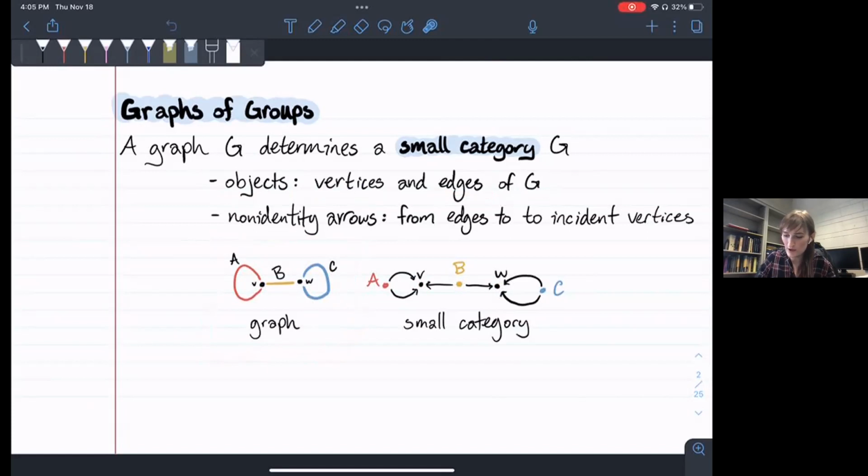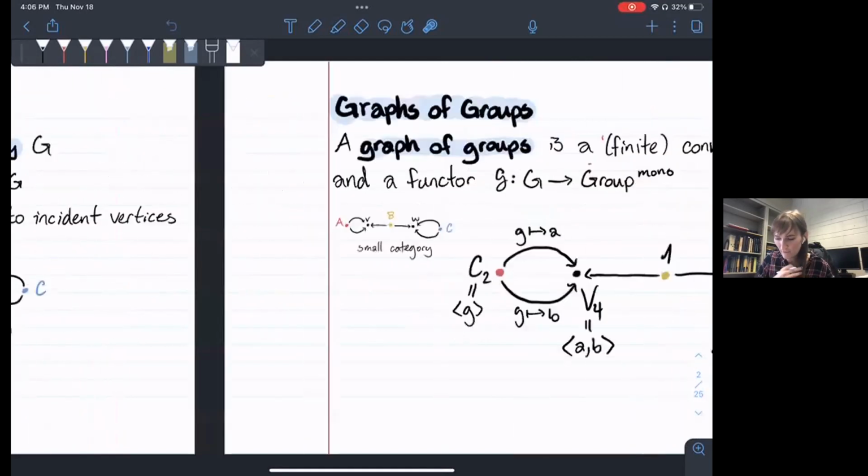The non-identity arrows of my category go from the edges to the incident vertices. So the edge B is incident to the vertex V and the vertex W. So I have an arrow from B to V and an arrow from B to W. And similarly, the edge A is incident to V twice. So I have 2 non-identity arrows, both from A to V. And then similarly for C. So here's my small category. I can play this game for any graph.